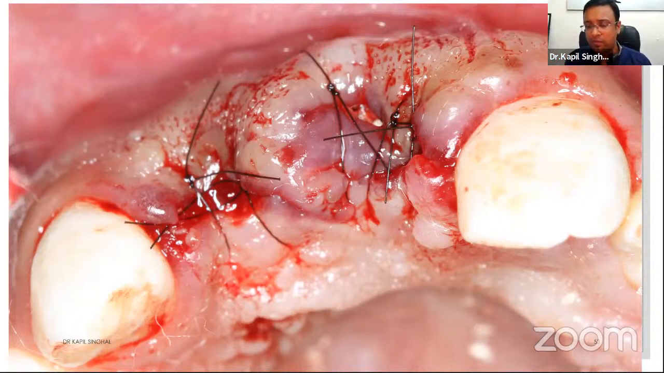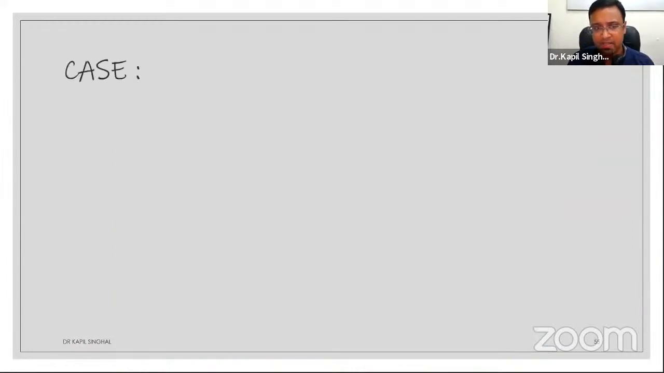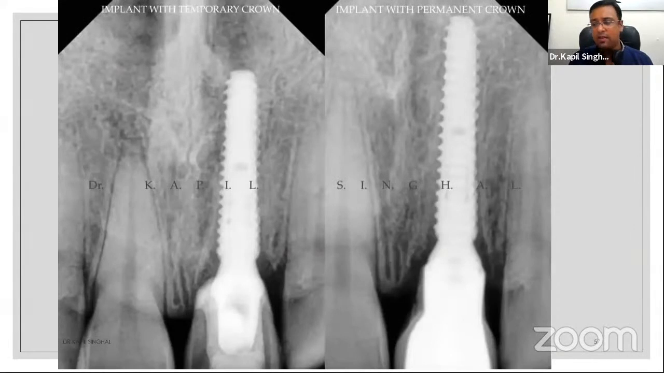After 3 months, we would give him a provisional, a temporary, to get a proper soft tissue architecture. If it is required, we'll do a connective tissue graft also at that time. And then once the tissue architecture is achieved, then we'll give him the final prosthesis. Okay, next, this single slide is just to show you the distance of my implant with the buccal or the facial plate. Very important that you keep this jumping distance. Okay, a very good case.